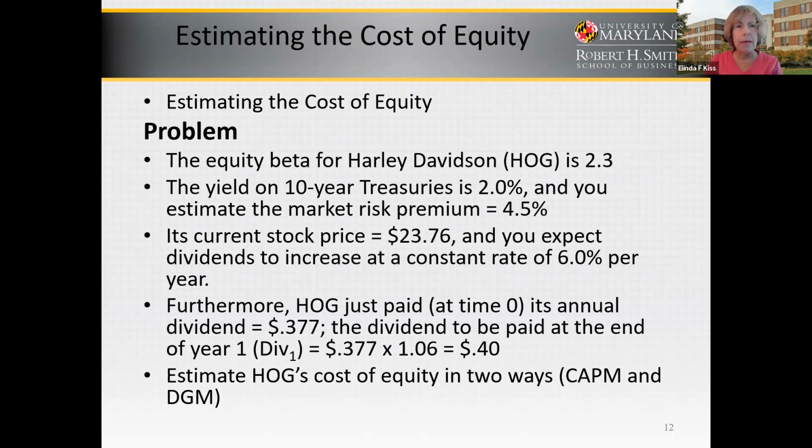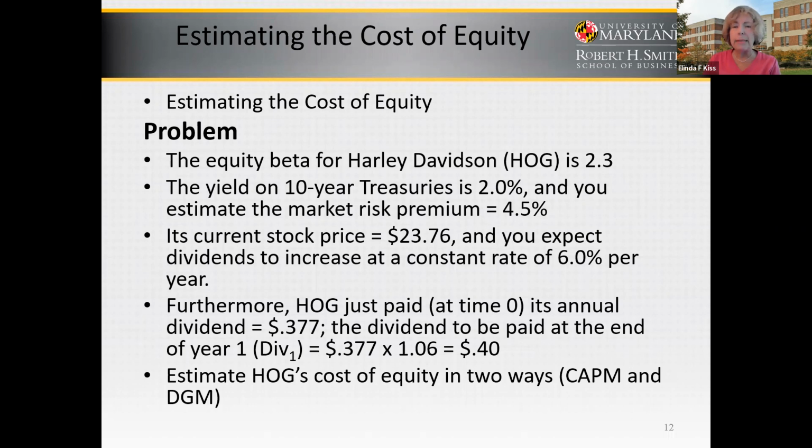So CAPM, the capital asset pricing model, requires a risk-free rate, and we can use the yield on 10-year treasury notes as the risk-free rate in this problem, and a market risk premium that we're given of 4.5%. The constant dividend growth model requires the current stock price, the expected dividend for next year, and an estimate of future growth for the dividend. We have all this information. So let's estimate the cost of equity first using the capital asset pricing model.